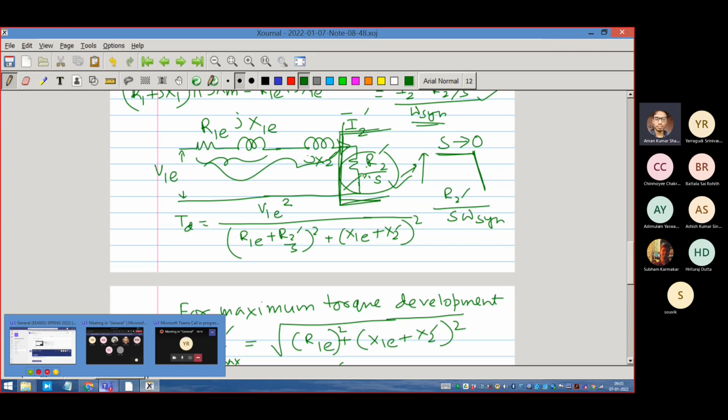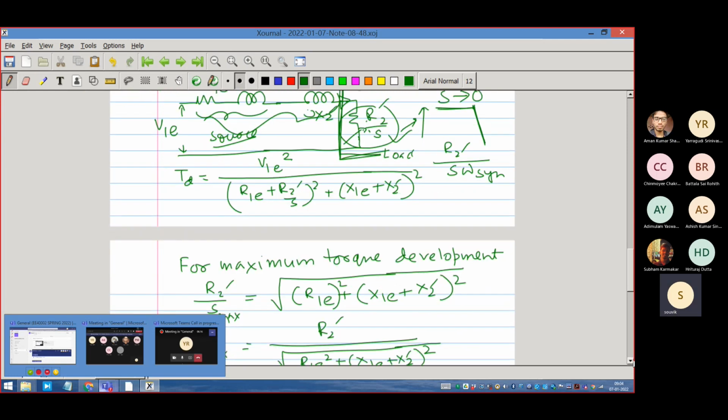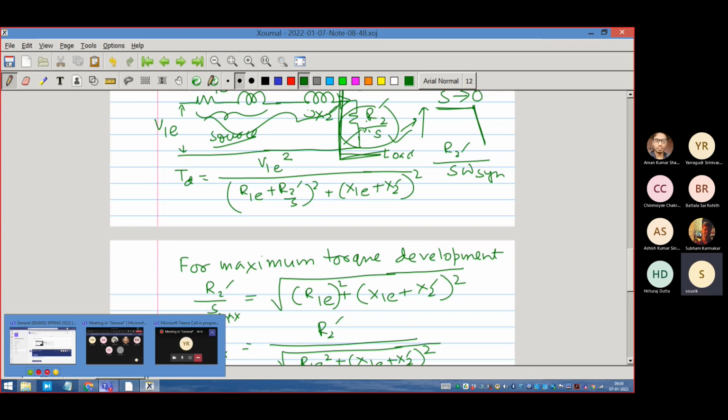Okay, got it, sir. Source resistance is equal to load resistance, right? This is equivalent to the load, and this is equivalent to the source. So the condition is load resistance equal to source resistance. That's why I wrote R2 dash by S equal to this. This is the source part of the resistance, exactly the way we do it in case of DC.